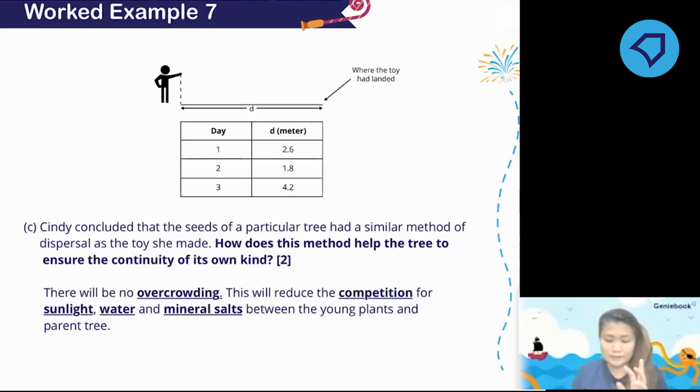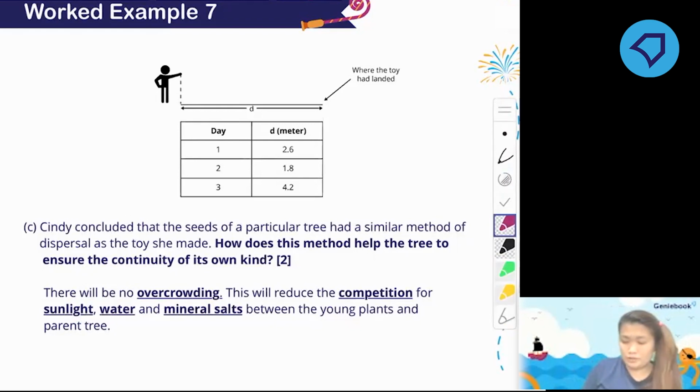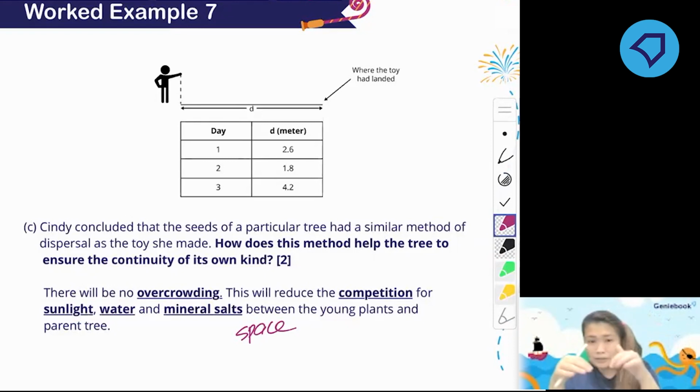But I would need you to take note of one thing that has been experienced over the many years, is that some schools will insist that you need to include space. Certain schools insist that you must reduce overcrowding for 4 things: space, sunlight, water, and mineral salts. Why space is because if they're growing too closely to each other, the roots will be fighting for water.